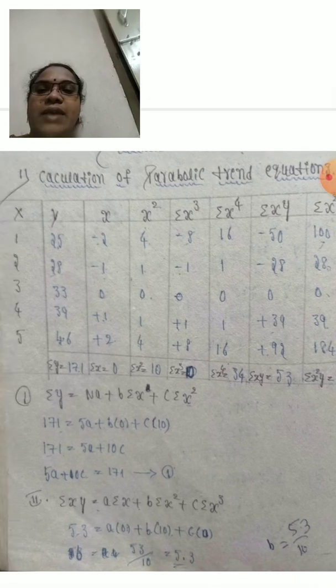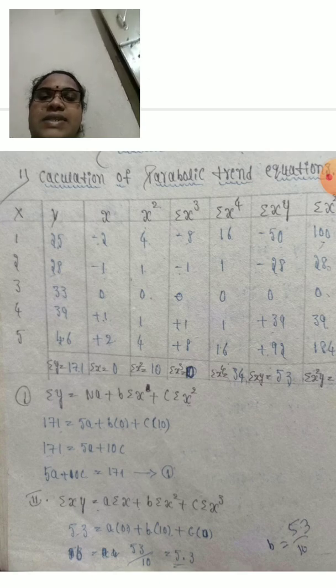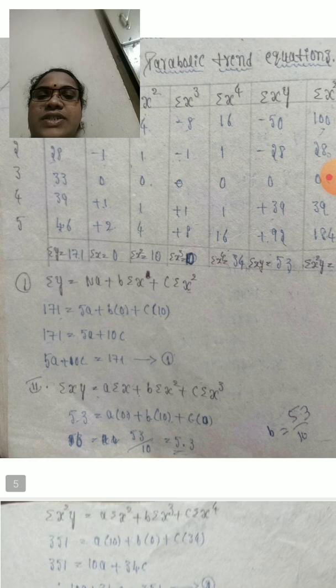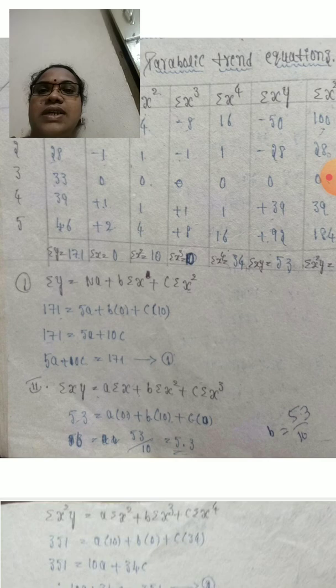Sigma y equals n into a plus b sigma x plus c sigma x square. Sigma y is 171 equals n, which means 5 items, so 5a plus b sigma x, which is 0, b into 0, plus c into sigma x square, which is 10, c into 10. So 171 equals 5a plus 10c. Here 5a plus 10c equals 171. This is the first equation. The second equation is sigma xy equals a sigma x plus b sigma x square plus c sigma x cube.